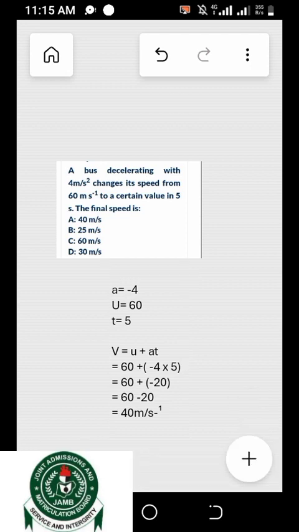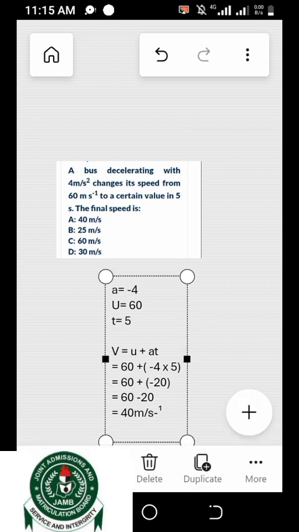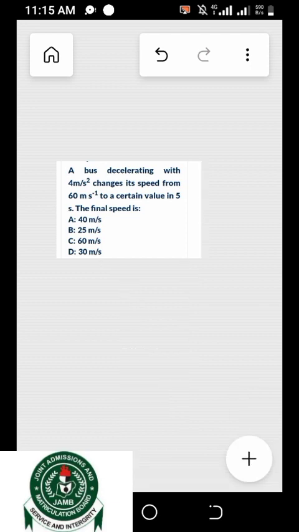So I believe we understand this. So this is where we're going to be stopping for today in some questions under motion.